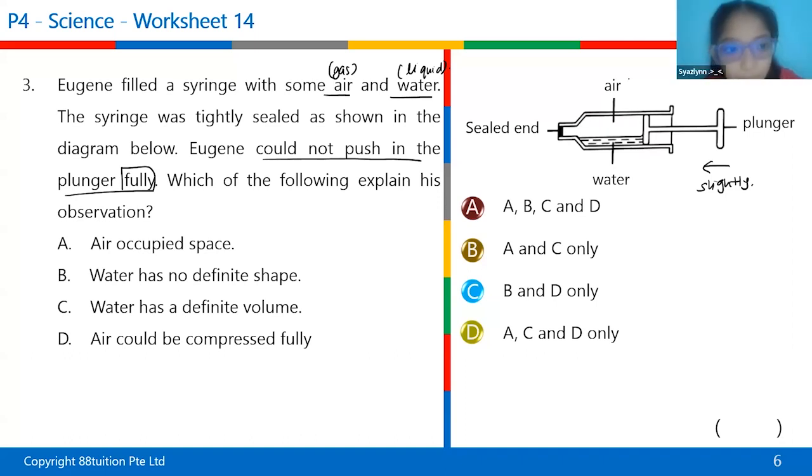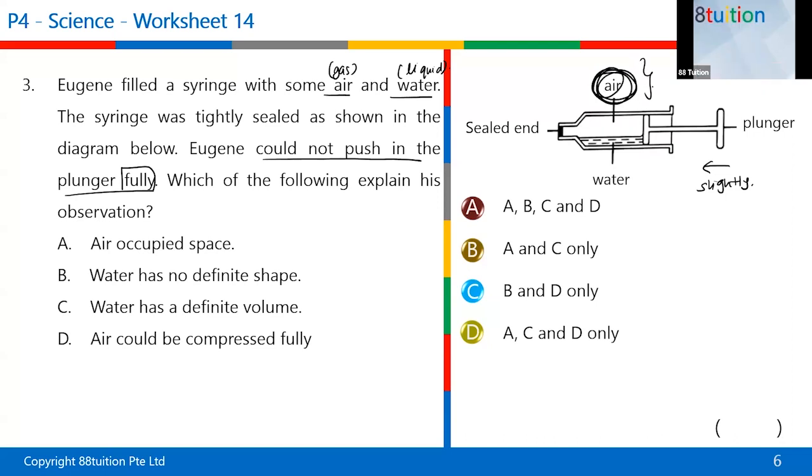Air. Very good. Now, Sky, can you explain to the class how come if there's air in the plunger it can be pushed in slightly? Because air can be compressed because air is gas. Gas has no definite volume. Thank you very much.